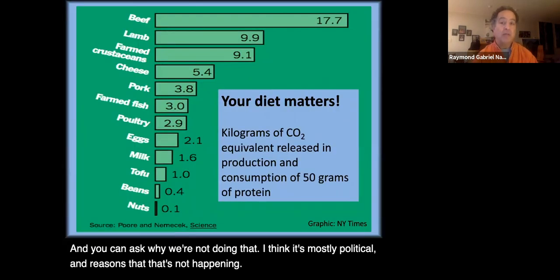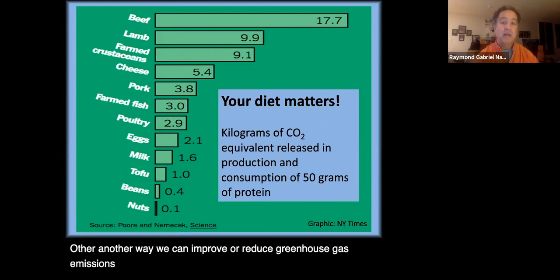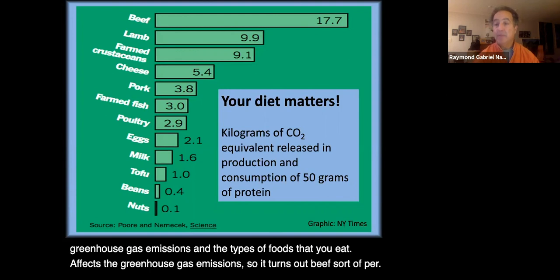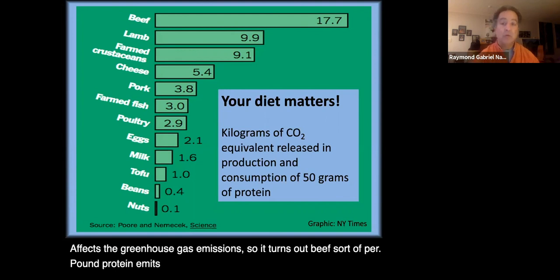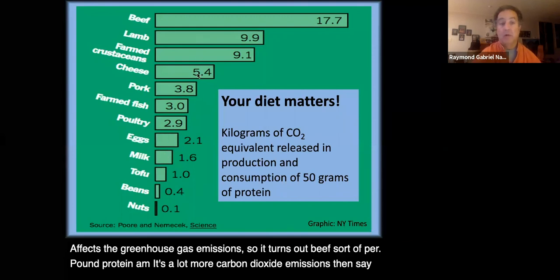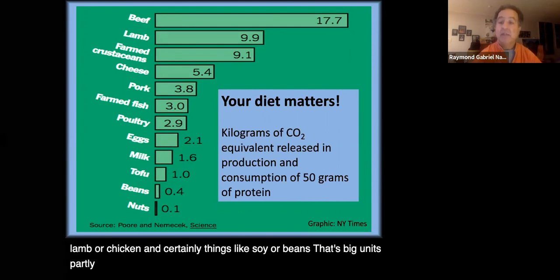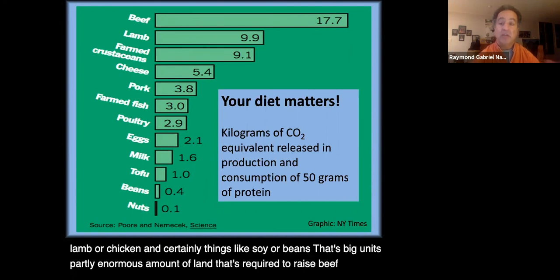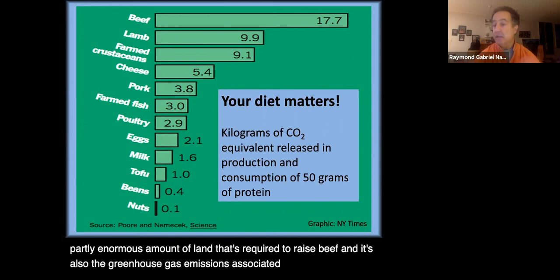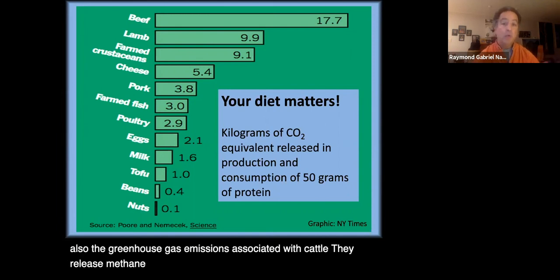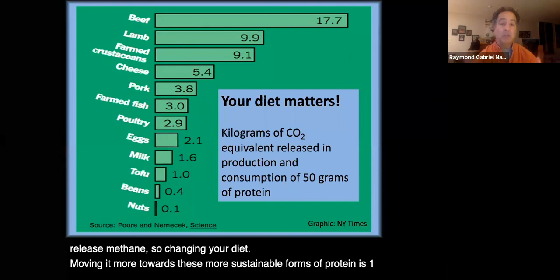Another way we can reduce greenhouse gas emissions is by considering our diet. Agriculture leads to a lot of greenhouse gas emissions, and the types of foods that you eat affect the greenhouse gas emissions. It turns out beef, per pound of protein, emits a lot more carbon dioxide than, say, lamb or chicken, and certainly things like soy or beans. It's probably an enormous amount of land that's required to raise beef, and there are also the greenhouse gas emissions associated with cattle. They release methane. So changing your diet, moving it more towards these more sustainable forms of protein, is one way we as a society can reduce our greenhouse gas emissions.